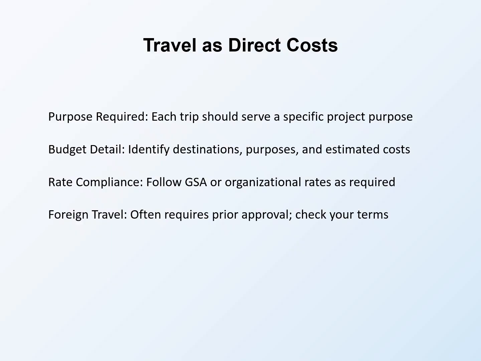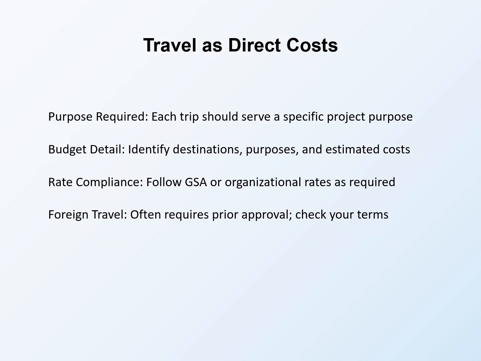Travel is a common direct cost category that requires clear justification and careful budgeting. Understanding expectations for travel helps you prepare compliant budgets and avoid audit problems. Every trip included in your budget should serve a specific project purpose. Attending a conference to present project findings, visiting partner sites for collaboration, conducting field work at research locations. These are legitimate project purposes.